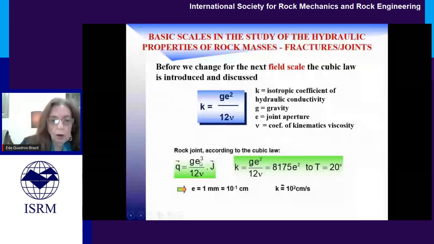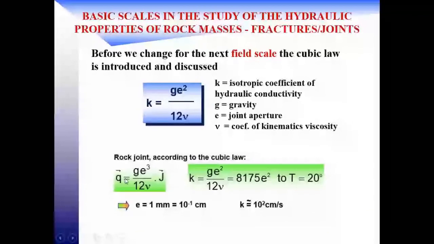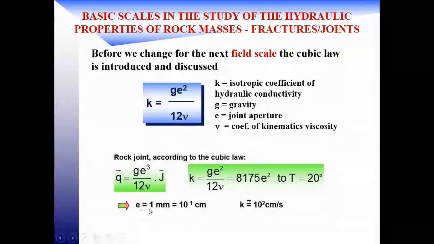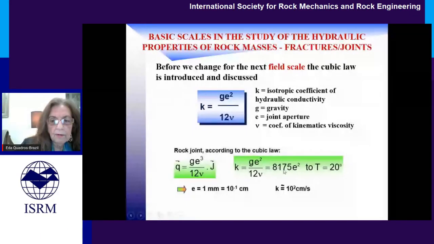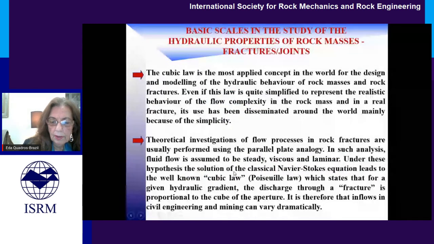According to the cubic law, Q is proportional to e cubic, to the cube of the aperture. And if we think about an aperture of 1 millimeter, the application of this law gives a value of 10 to the minus 7 square meters for the permeability. The permeability is proportional to the cube of the aperture, as g and 12 are constants, and also the coefficient of kinematic viscosity. If we have a temperature of 20 degrees, we can have this constant number to calculate permeability in a joint using the cubic law.